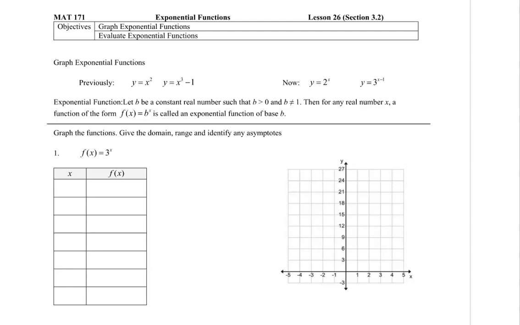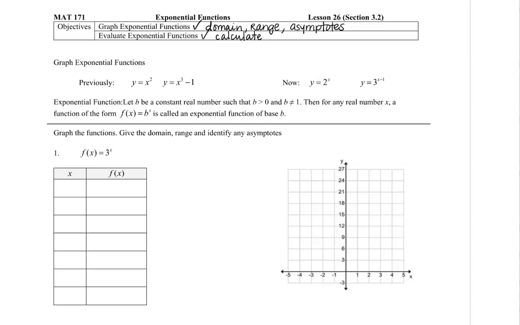In this video, we are going to learn about exponential functions. We have two objectives. We want to be able to graph exponential functions. We'll also talk about some of their properties like their domain, their range, and their asymptotes. And we also want to be able to evaluate exponential functions, and that is something that we will primarily do in the calculator.